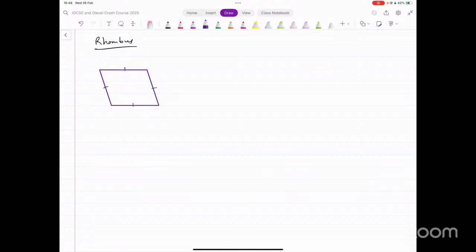Now, how do you find the area of a shape like this? One idea is that you break it down into two triangles like this, right? You can do that. You can break it into two triangles like this.